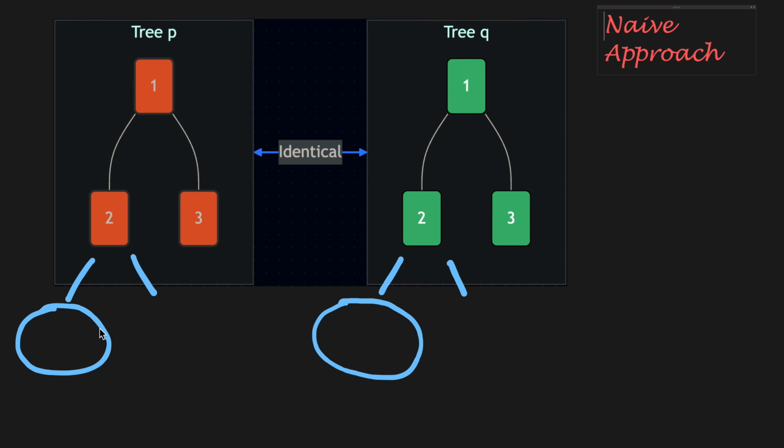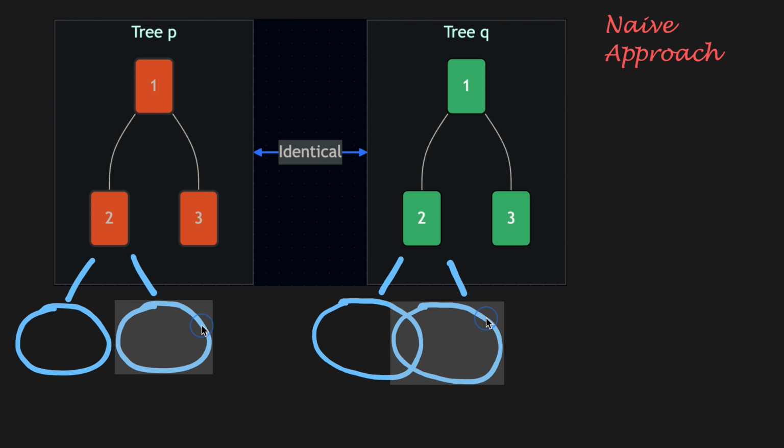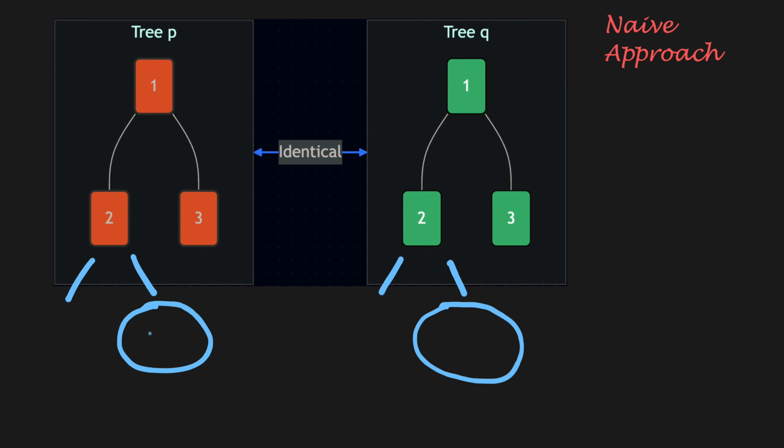So we are done here, and we do the same for the right children, and they are also both null, which is another match. And since both the checks on the children of node 2 passed, we have successfully verified that the subtrees rooted at node 2 are identical.